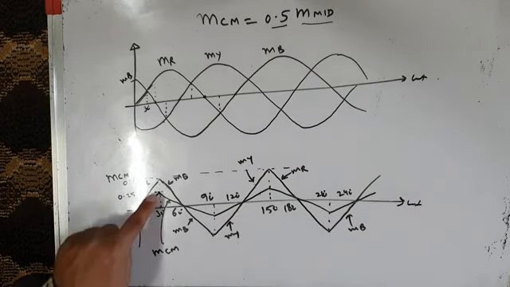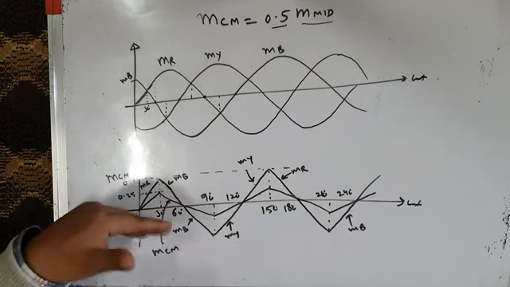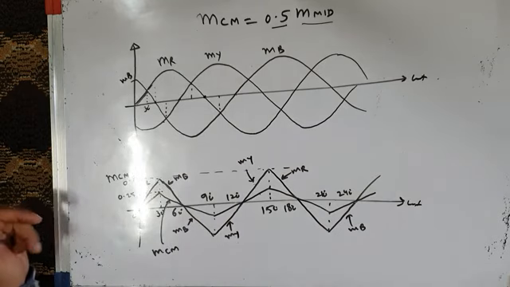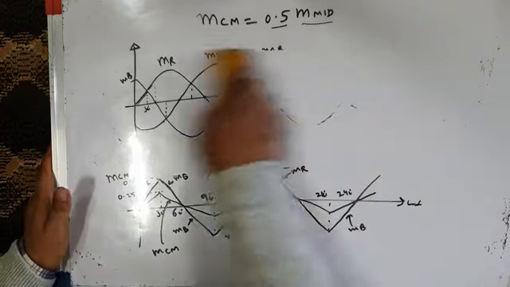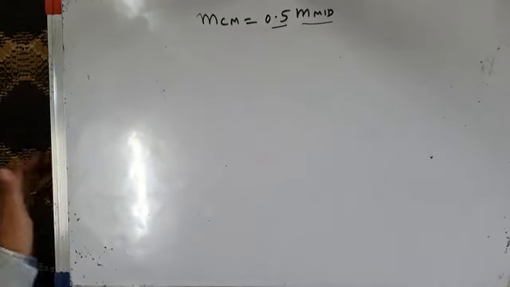Once you have generated the common mode signal, you just add that common mode signal to all three sinusoidal modulating waves, and that will modify your modulating waves. Your modulating waves will become MR star, MY star, MB star. Compare those modified modulating waves with a common high frequency triangular carrier wave and generate the control pulses or gating pulses for the inverter switches. So let me show you that.